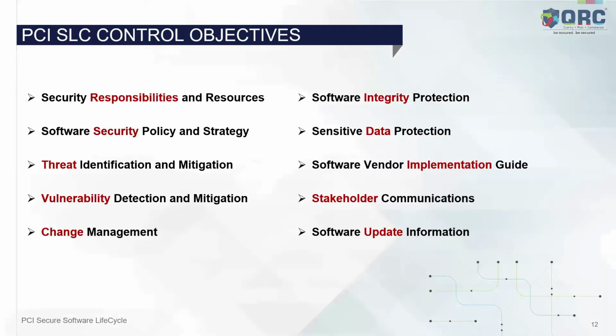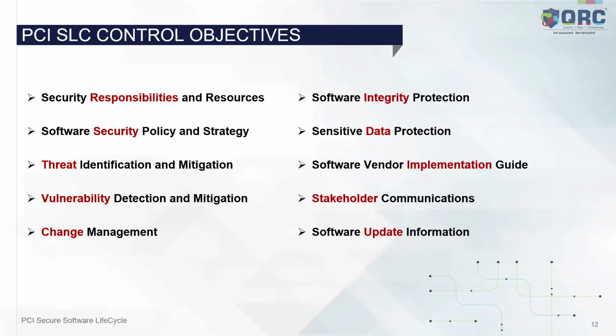These are the 10 control objectives: security responsibility and resources, software security policy and strategy, threat identification and mitigation, vulnerability detection and mitigation, change management. Then sixth is software integrity protection, sensitive data protection, software vendor implementation guide, stakeholder communications, and software update information. These are the 10 control objectives in the standard, talking about the secure development or secure life cycle procedure of the application, that is, how to incorporate security within the software life cycle phases.